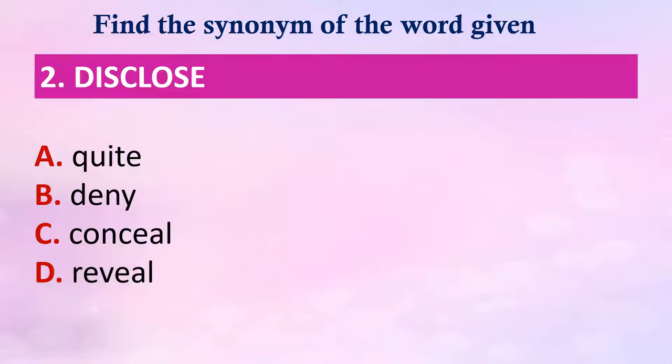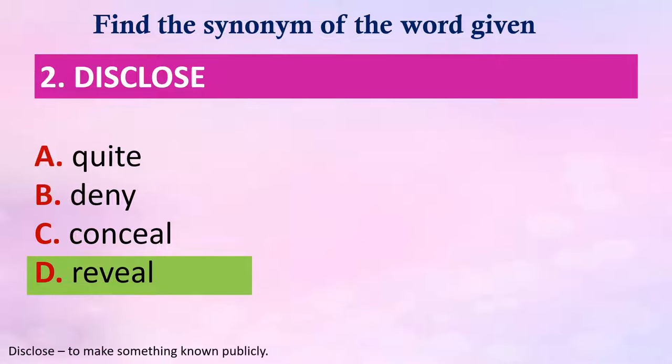Question number 2. Find the synonym of the word given. Disclose. Option A, quiet. Option B, deny. Option C, conceal. Option D, reveal. The correct answer is reveal. The meaning of disclose is to make something known publicly. So the correct meaning of disclose is to reveal.